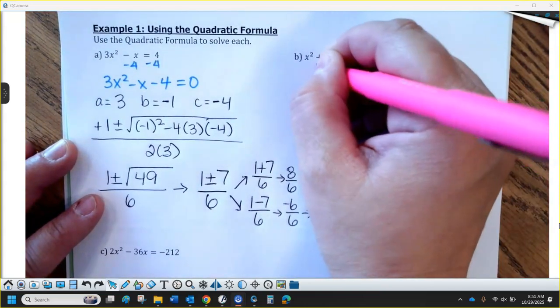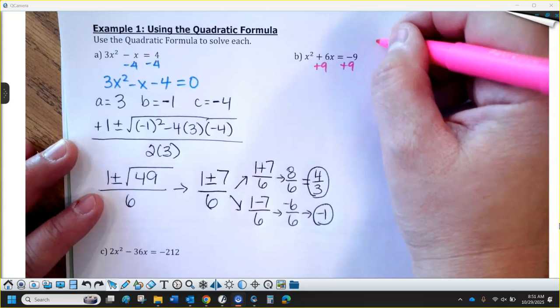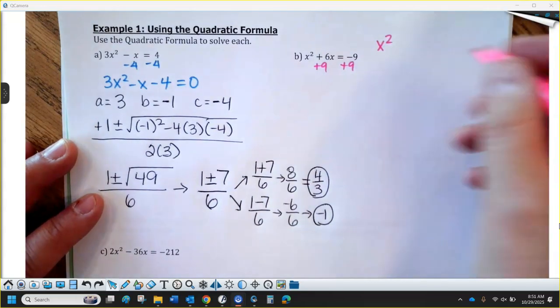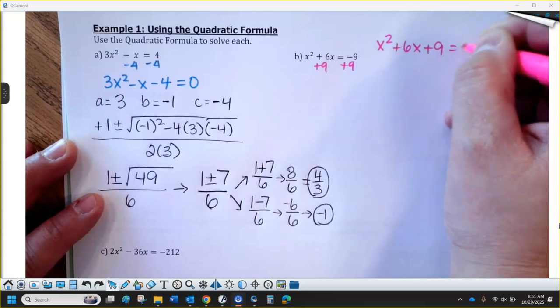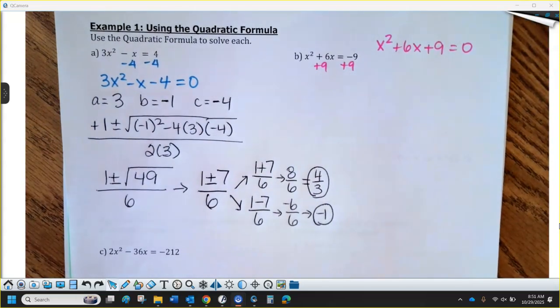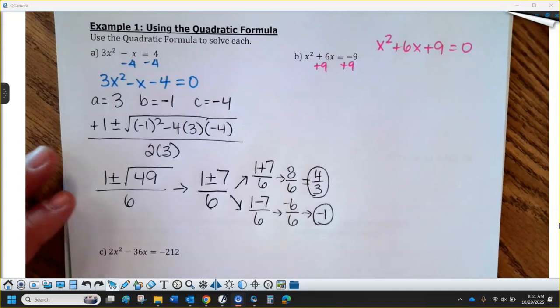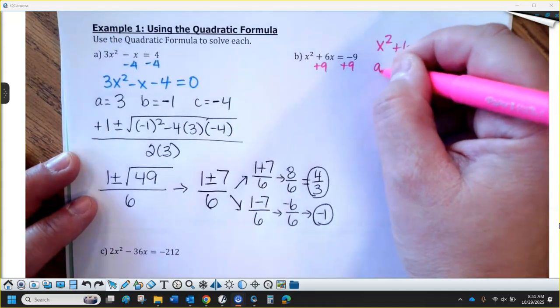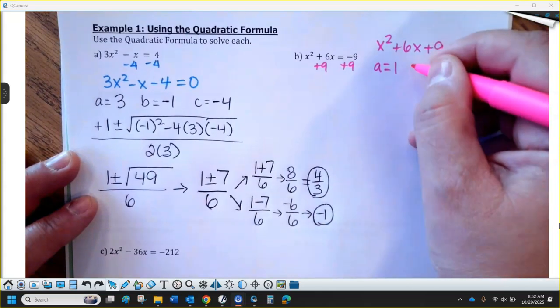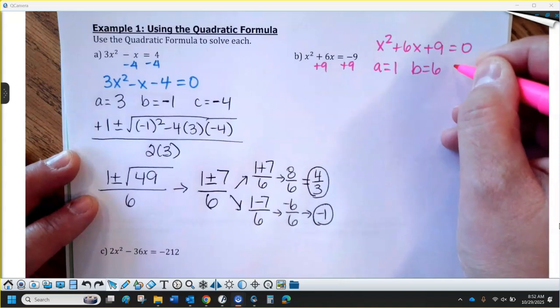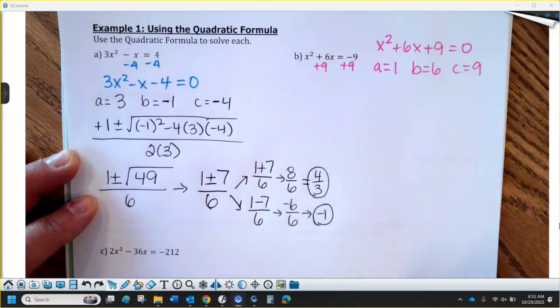All right, so I'm just going to add 9. And I'm going to write up here because I totally started to go into that next question. All right, so we get x squared plus 6x plus 9 equals 0. Once you set it equal to 0, then we're going to figure out our a, b, and c values. So for this question, what's my a value if I just have x squared? 1. Good. Your b is whatever's in front of x, which is 6. Your c is your plain number, which is 9.